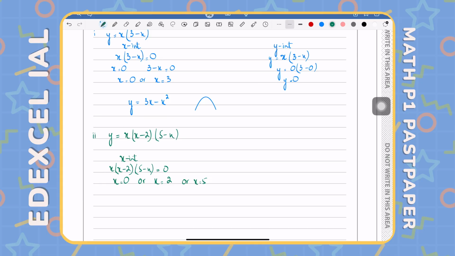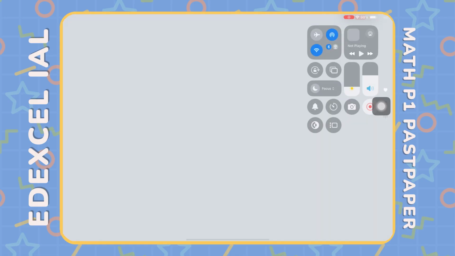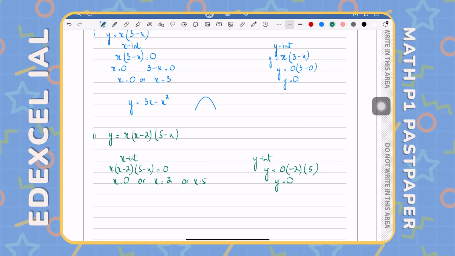Now let's find out the y-intercept. So how will we find out the y-intercept? For the y-intercept, we will equate x to 0. So y equals 0 times (0 minus 2), times (5 minus 0). But all of it becomes irrelevant because the y-intercept will come out to be 0 anyway.